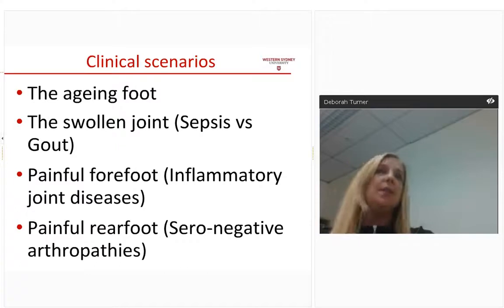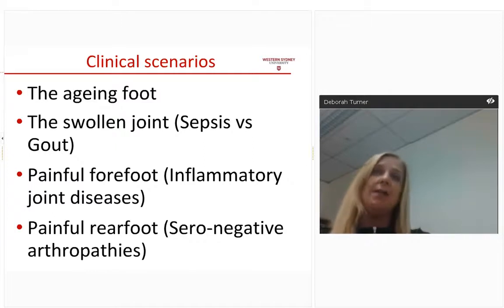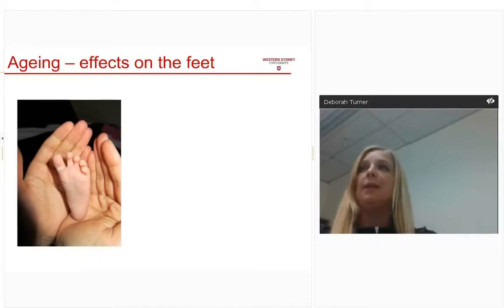So when presented with the swollen foot, we'll have a discussion around septic arthritis versus gout and how we might be able, in community-based practice, to make some informed decisions. We'll talk about the painful forefoot, again with a focus on being on high alert for identification of patients with inflammatory joint disease. And then we'll focus on presentation in the painful rear foot with patients with seronegative arthropathies.